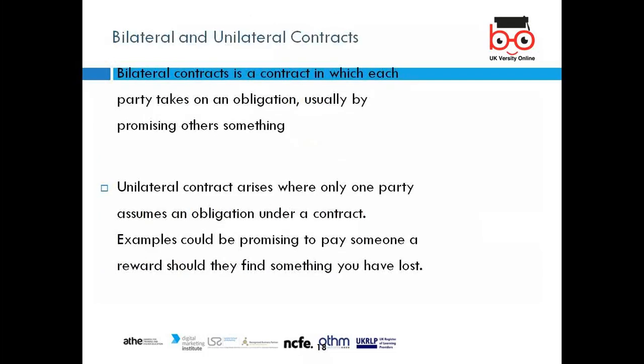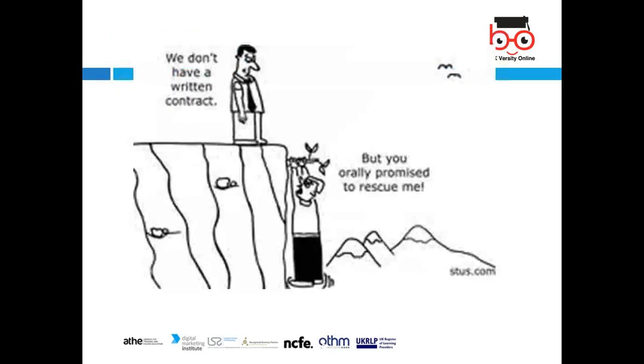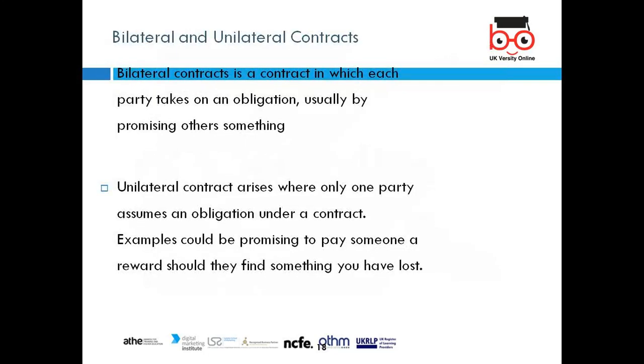Okay. Bilateral contract. A contract can be unilateral or bilateral, which is part of contract law. Bilateral is a contract in which each party takes on an obligation, usually promising something to the other. That's bilateral. Does it make sense? Yeah. Okay, a unilateral contract arises where only one party assumes an obligation under the contract.